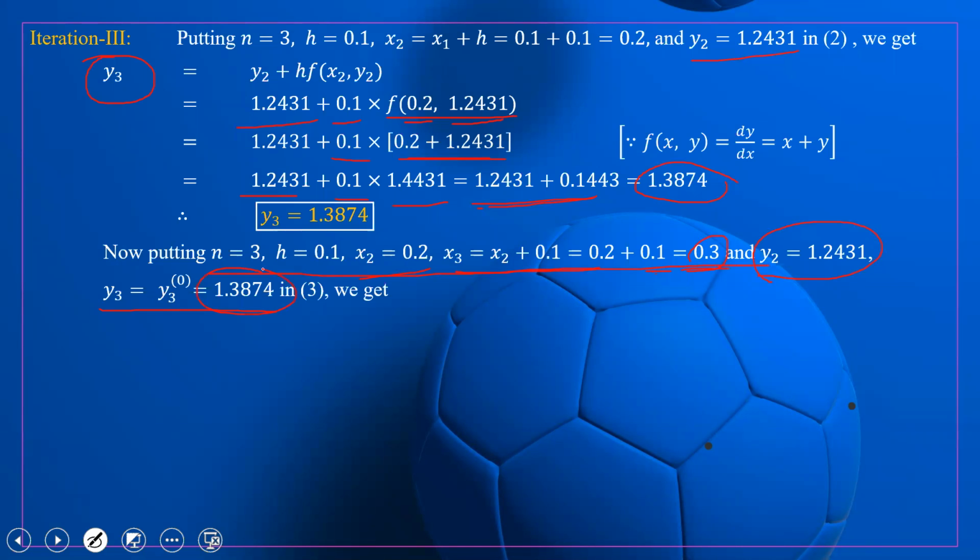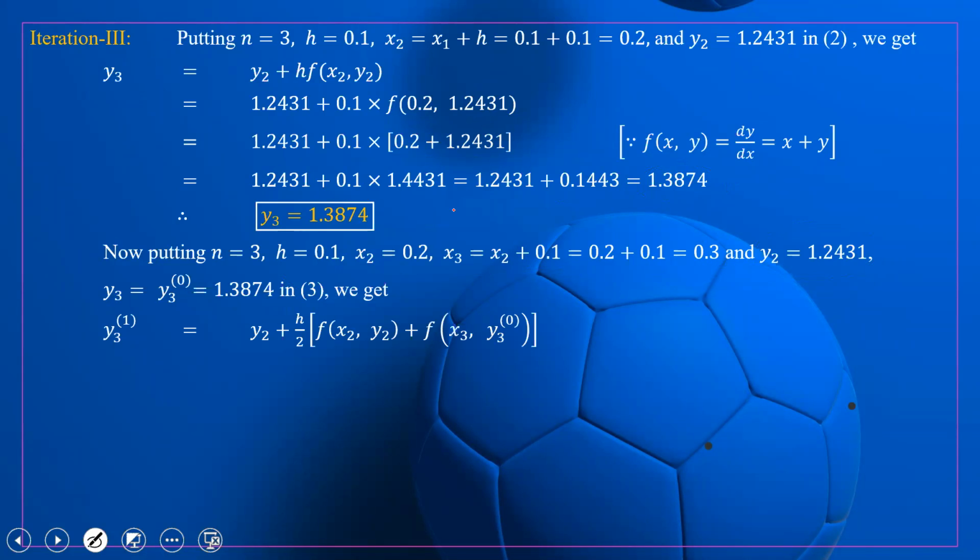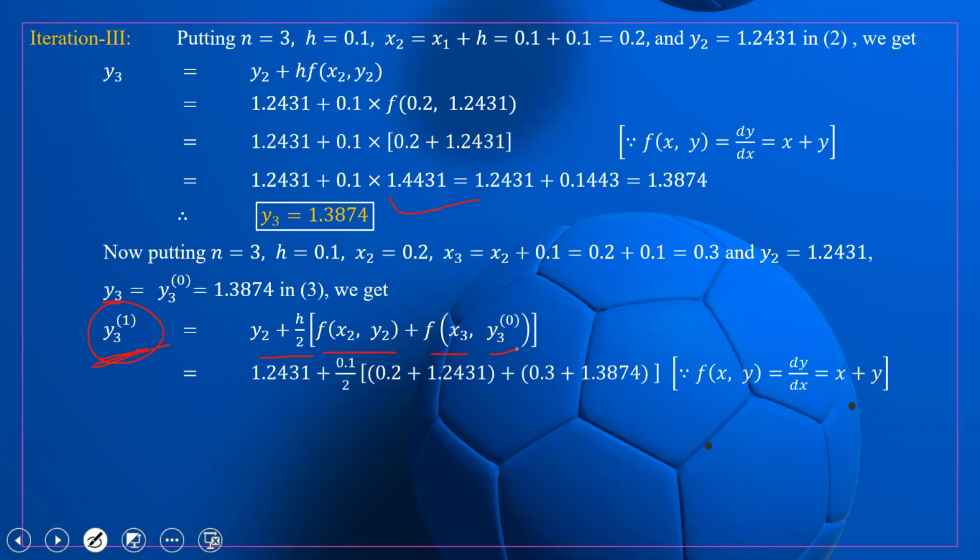We have calculated it from this part. So now the second best approximate value of y3, or the first best approximate value of y3 with the help of modified Euler's method. This is obtained by using Euler's method. It is modified Euler's method. So y2 plus h upon 2, f of x2 y2 plus f of x3 y3 0. So if you put these values, y2 is equal to what? It is 1.2431 and h is equal to 0.1, x2 is what? It is 0.2.